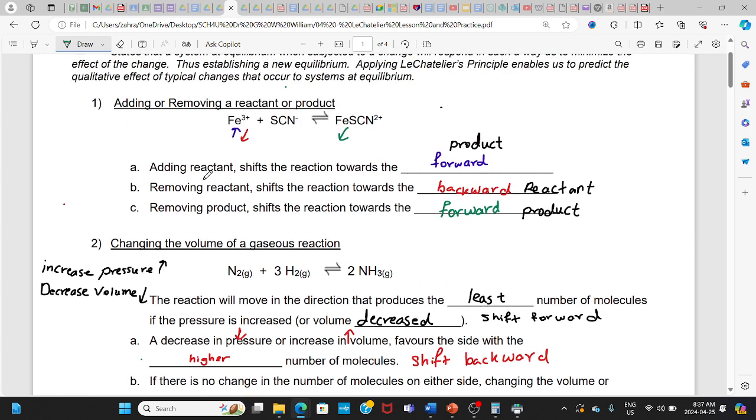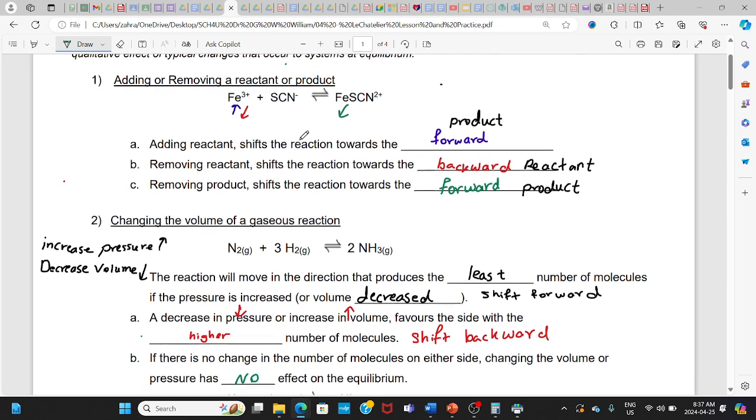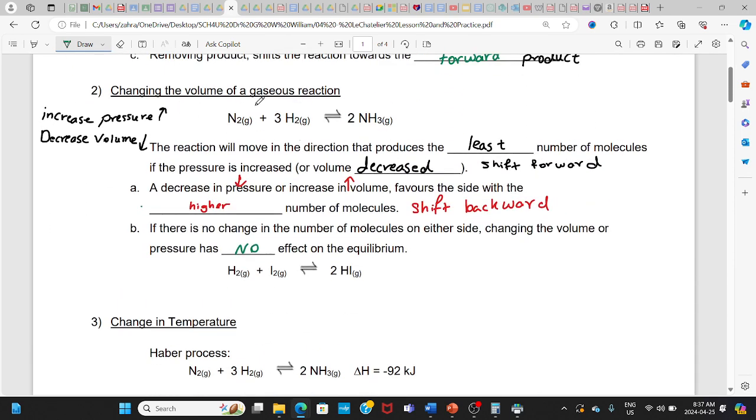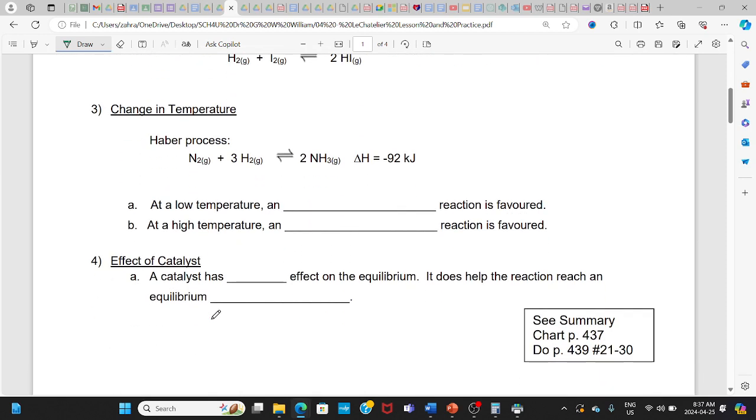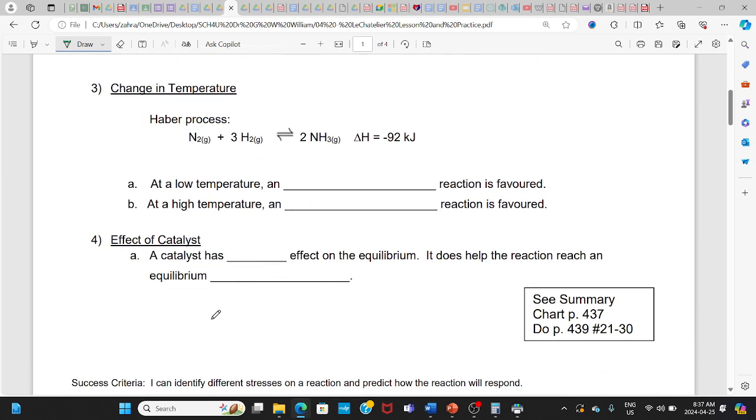So we did adding and removing reactant. How does it shift your equilibrium? Change in volume. How does it shift equilibrium? And now we want to do change in temperature. How does it shift our equilibrium? So here is the Haber process. Nitrogen and hydrogen gas react to give you ammonia. So the delta H is negative 92. It means, is it exothermic or endothermic?